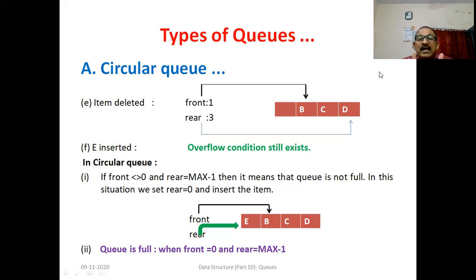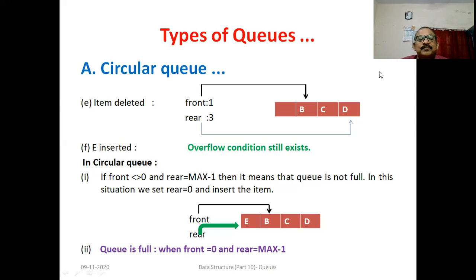And here you can see, when there is no space available in the queue, only in that case is the queue full. When front is equal to 0 and rear is equal to max minus 1, in that case we can say the queue is full.